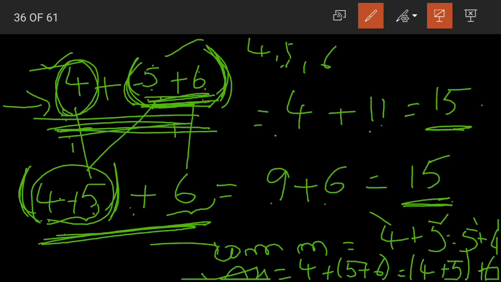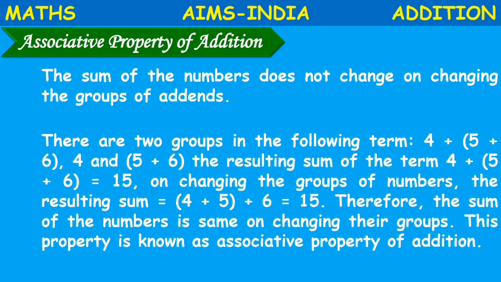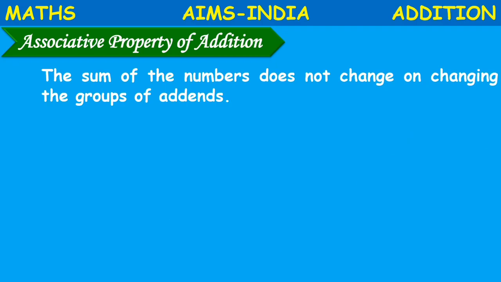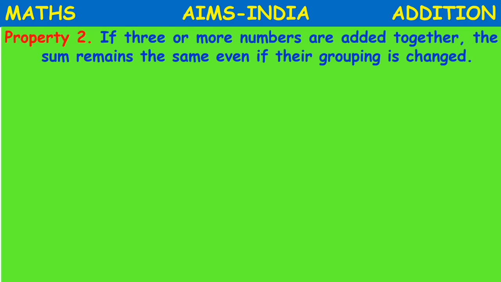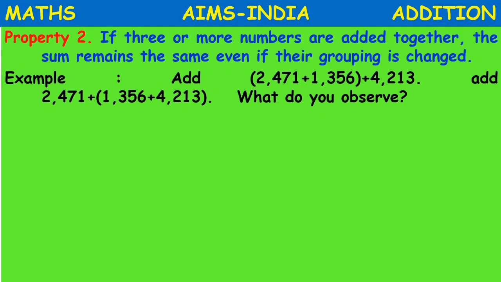Yes children? So this is what the associative property is about. Therefore, the sum of the numbers is the same on changing their groups. This property is known as the associative property of addition. Clear children? We learnt about commutative and associative properties of addition. Moving on, if three or more numbers are added together, the sum remains the same even if their grouping is changed. Yes, this is what we learnt about the associative property.